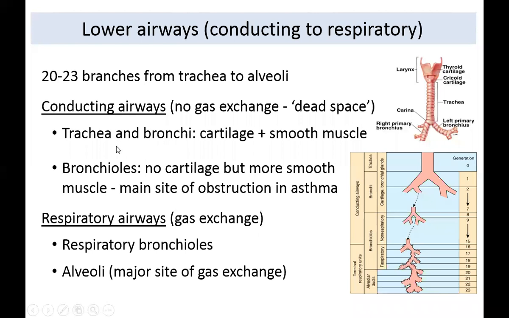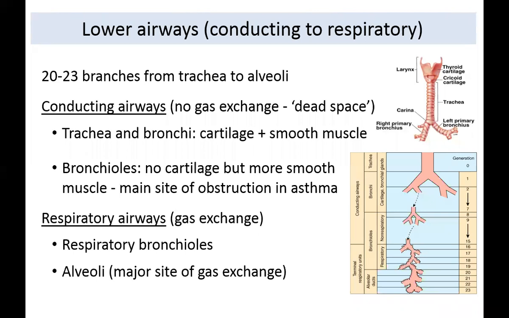The conducting airways, the larger ones, are the trachea and the bronchi. You start off with the trachea and you get bifurcations, probably 5 or 6 bifurcations of the bronchi. The trachea and bronchi have cartilage and smooth muscle. The cartilage is C-shaped, so it's not a complete ring, with some smooth muscle on the back. The smooth muscle can contract and the airways can get a little bit smaller, but they can't close off because of this C-shaped piece of cartilage.